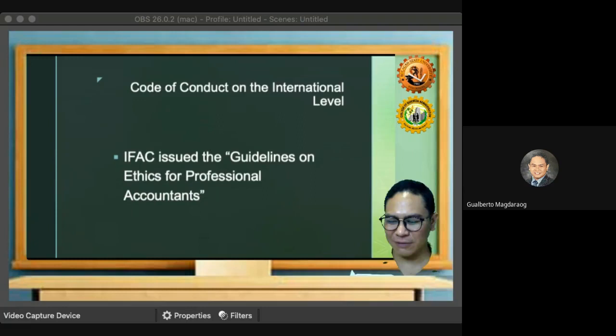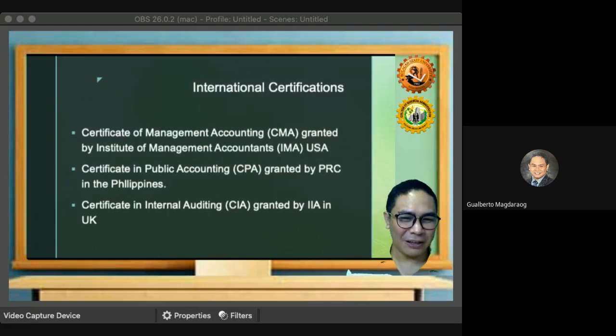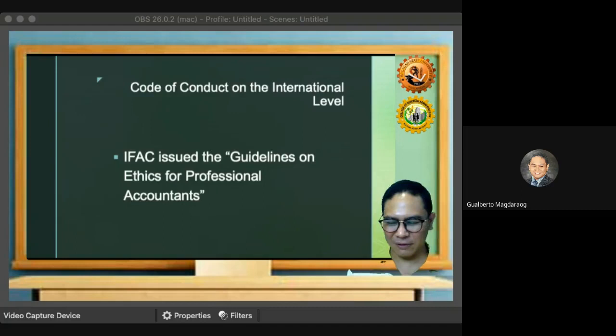Code of conduct on the international level. This is the standard for all the accountants. Actually, dito sa Pilipinas, we also follow the guidelines on ethics for professional accountants issued by IFAC. So, we adopted these ethical standards. Even if you work abroad, even if you're working in the Philippines, you should follow these guidelines for professional accountants. Kung di ka naman naging accountant, pwede mo rin namang i-follow.